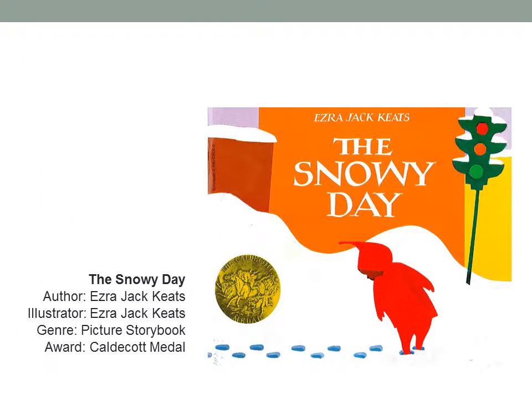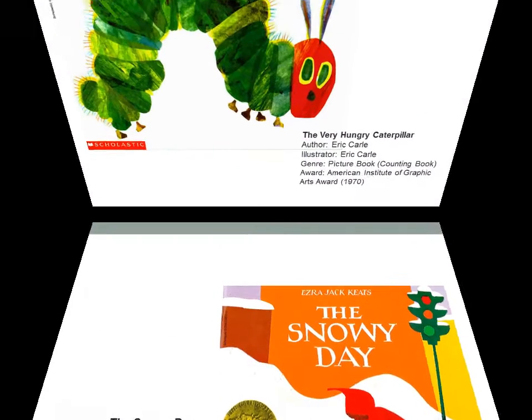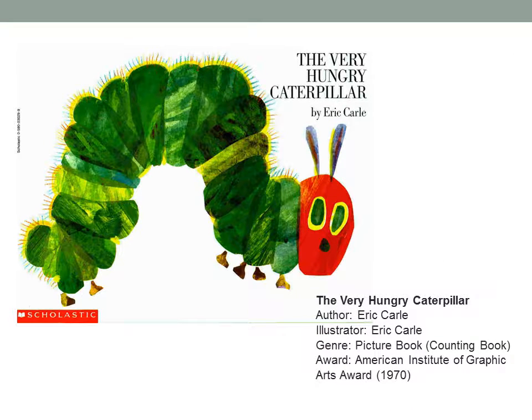The Snowy Day is a sweet and simple story of a boy and his day in the snow. I love the simplicity of it and how it really captures the feeling of a snowy day, and I think students will definitely be able to relate to that feeling. The Very Hungry Caterpillar is a counting board book that is good for infants through preschoolers. It teaches numbers while being very bright and captivating.